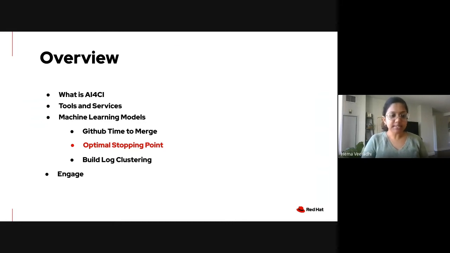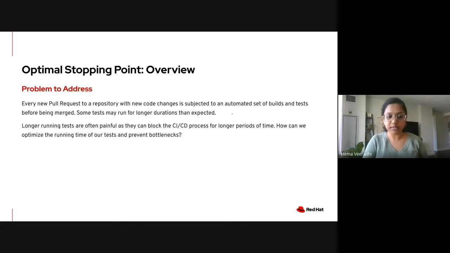Just like Karan walked through one of the problems that we were trying to address, where we were looking at GitHub data to predict the time to merge for a given PR, another problem that we tried to look into is how do we predict optimal stopping point for running CI tests. And before we understand this, let's look at what exactly is the problem that we have here at hand.